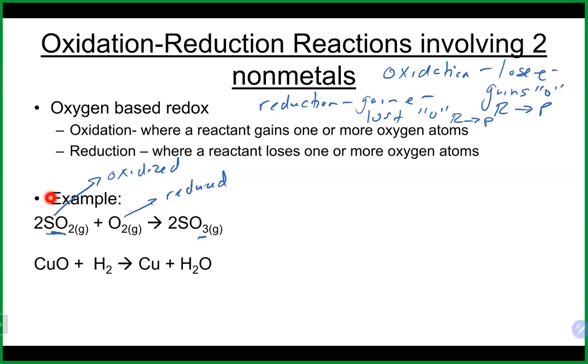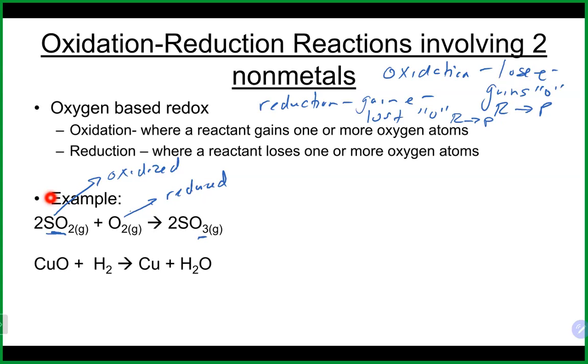Now, one of the nice things about oxidation and reduction is this: if you can figure out one thing, who's being oxidized or who's being reduced, by default the other guy is doing the opposite thing. They always occur together. If somebody's being oxidized, there's somebody else being reduced. So here, I was able to figure out the SO2 was being oxidized, which by default means the oxygen there has to be the one being reduced.